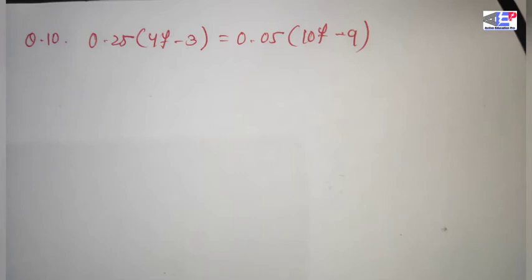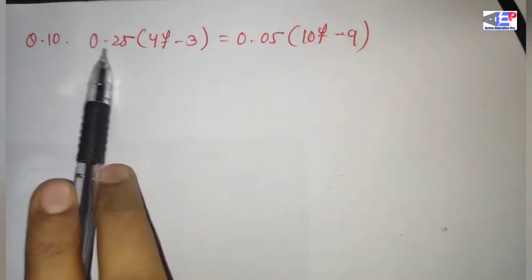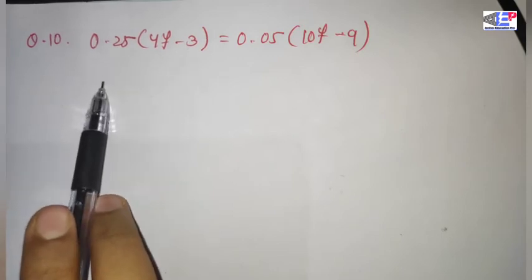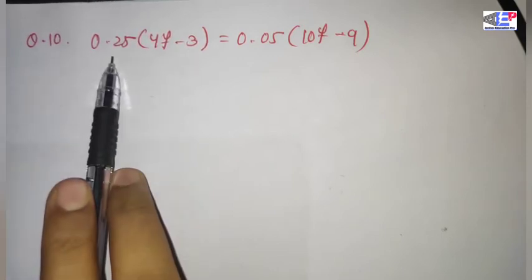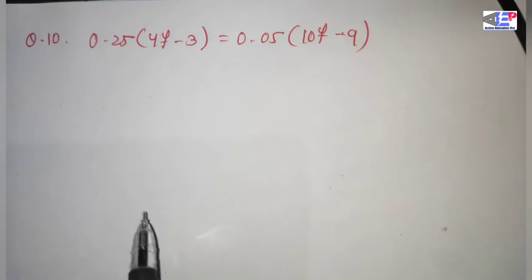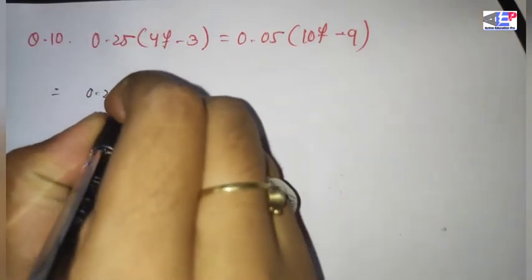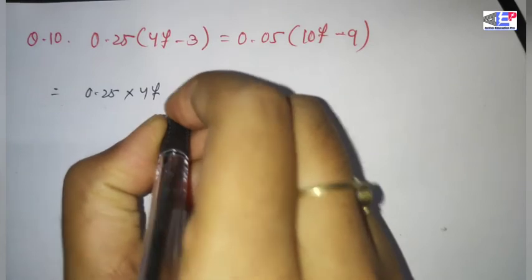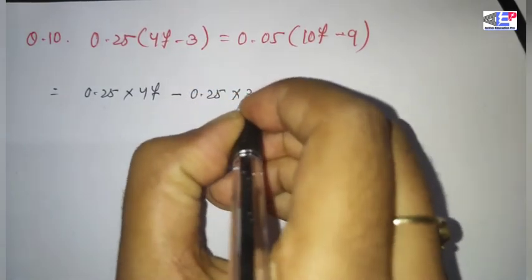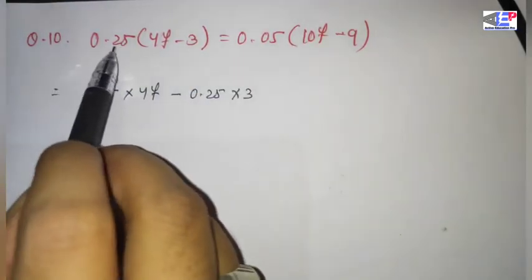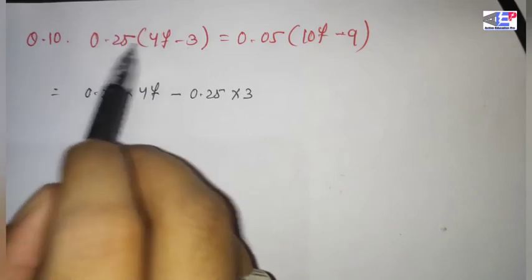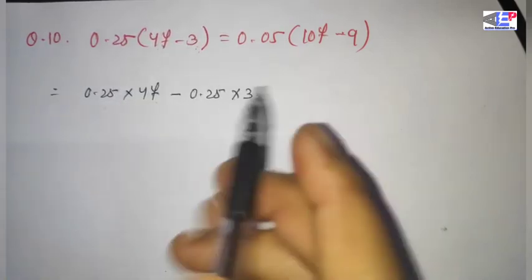Usually you have studied this in your lower standard. Otherwise you can make it the fractional form. 0.25 means 25 by 100, the fractional form of the decimal number 0.25. So first we normally multiply as decimal number multiplication. Here 0.25 into 4f minus 0.25 into 3. We multiply this 0.25 with each term of the bracket, 4f and 3.